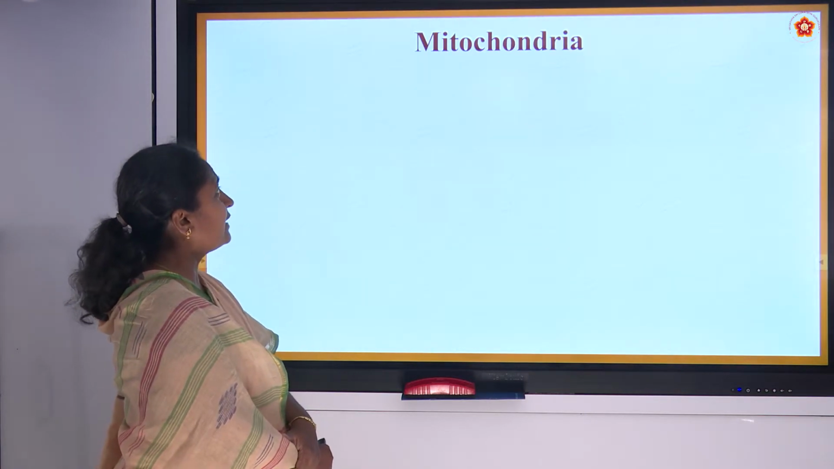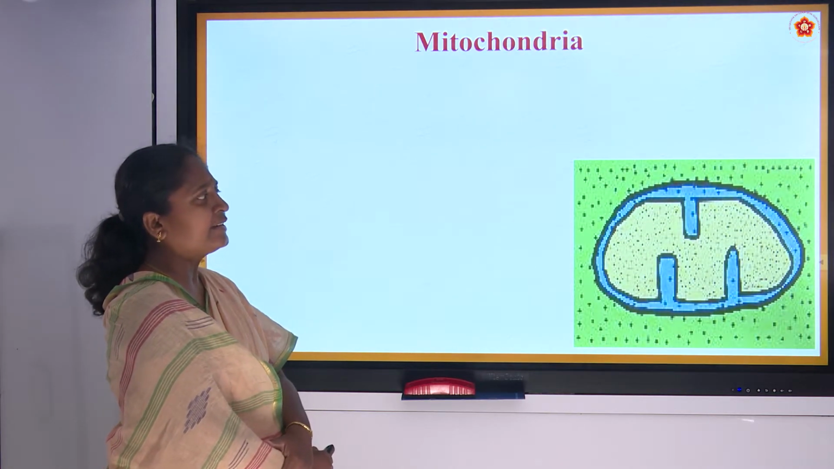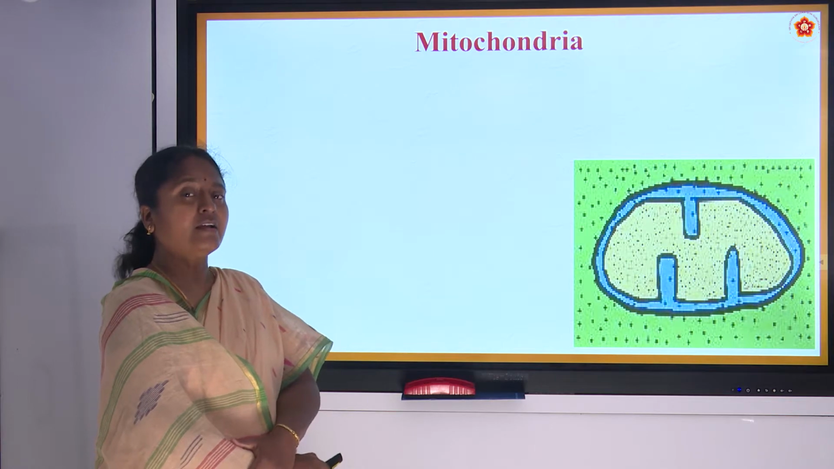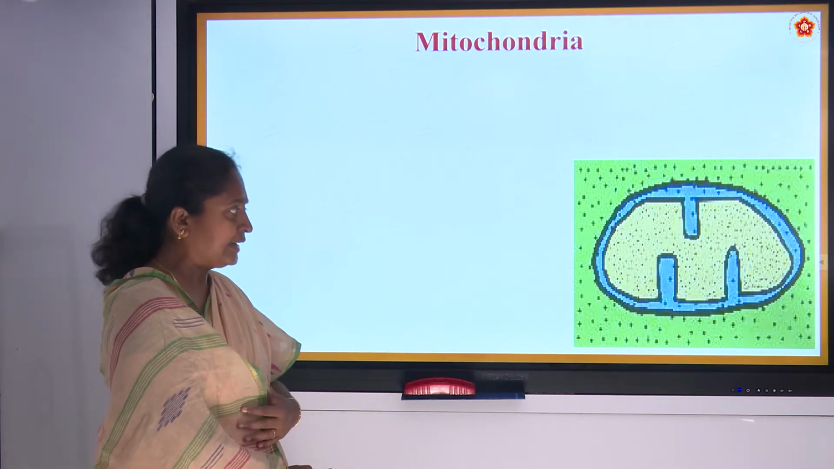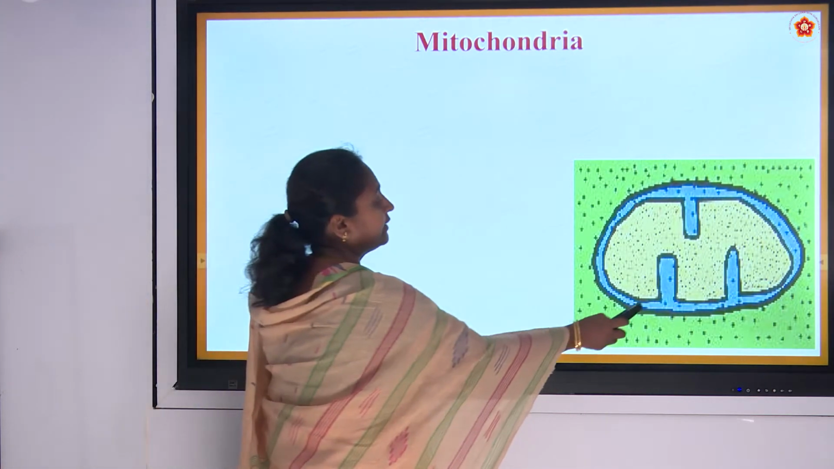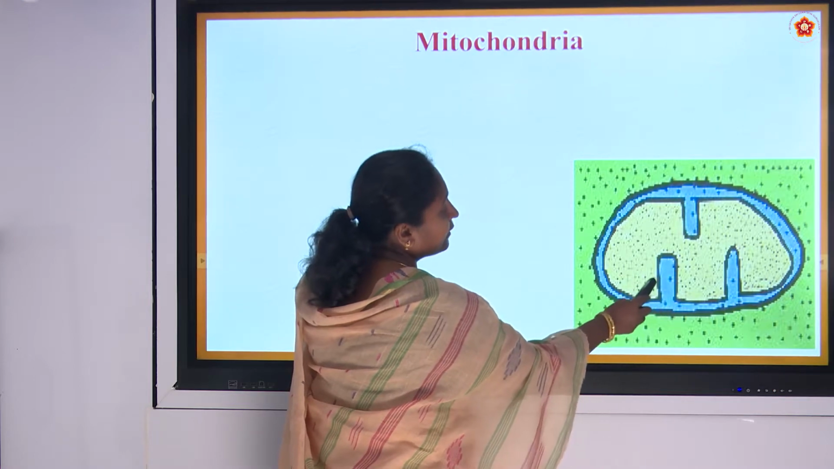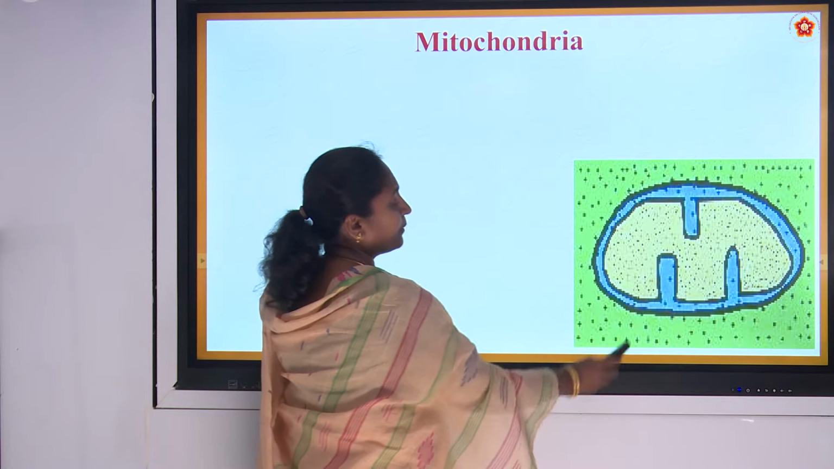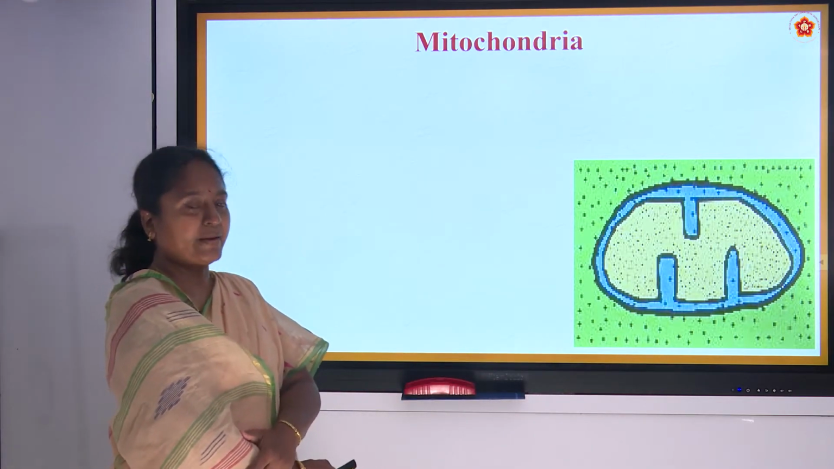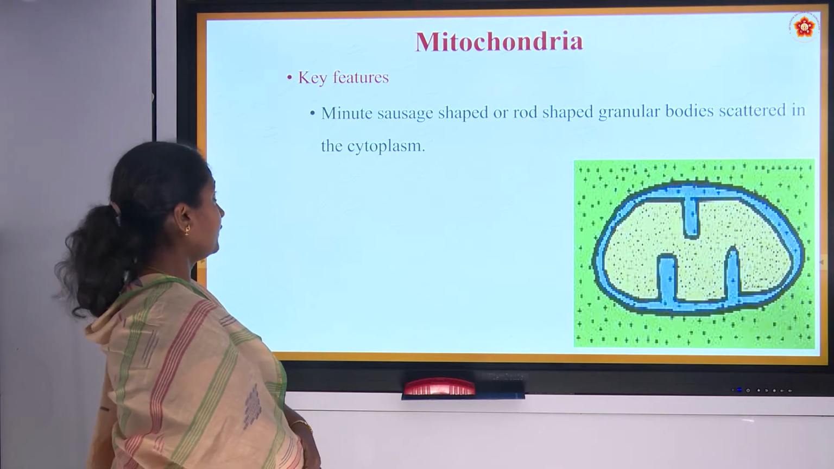The next organelle is mitochondria. Mitochondria, you can see it is a double membranous structure. The outer membrane is very smooth and continuous, whereas in the inner membrane you can see it is having some kind of inclusion present. Can you see that? This is the inner side, which is known as the matrix, and it is a double membranous structure. Now we will see the key points of mitochondria.